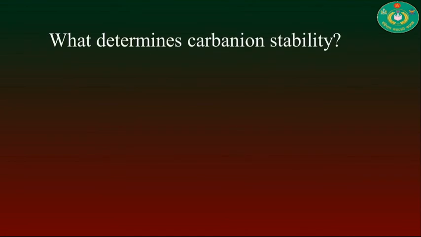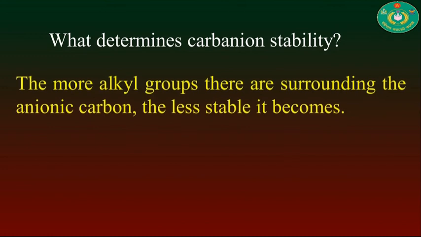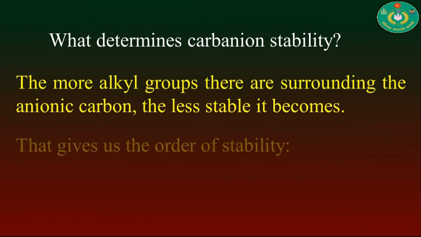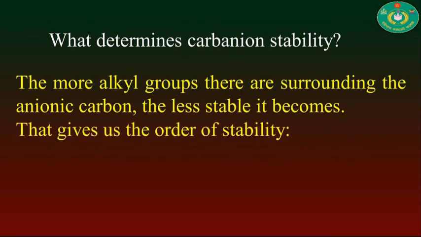So what determines carbanion stability? The more alkyl groups there are surrounding the anionic carbon, the less stable it becomes. So the order of stability of carbanion will be 0 degree, 1 degree, 2 degree and 3 degree.